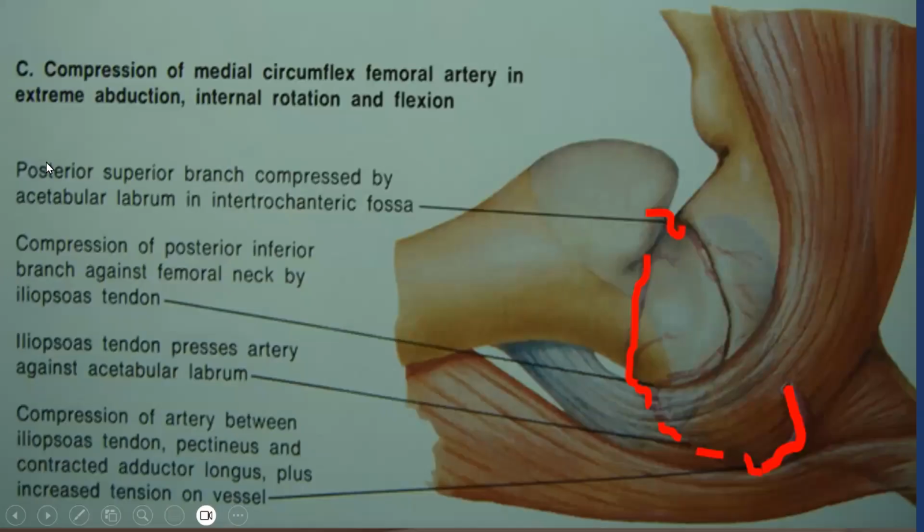I want to show you this. I got this from one of the textbooks. This is compression of the medial circumflex vessel. It shows you where the iliopsoas is and where the vessel is. This can be compressed over here on abduction.